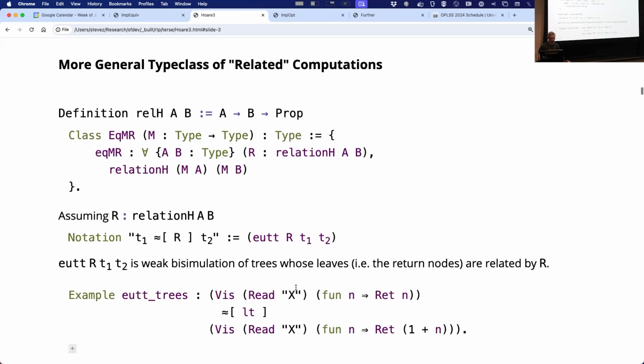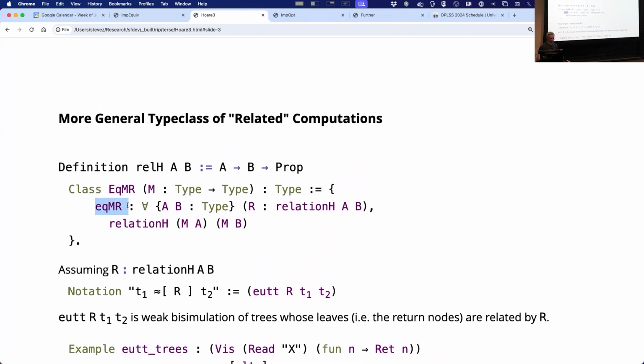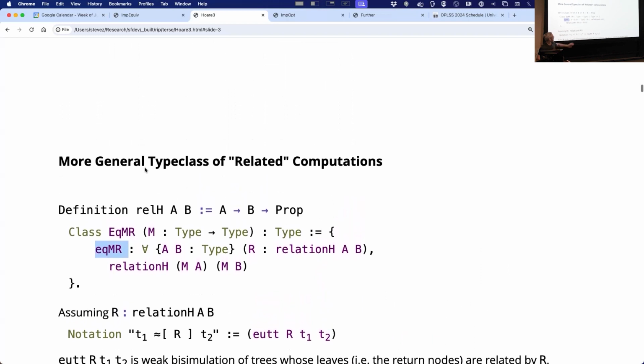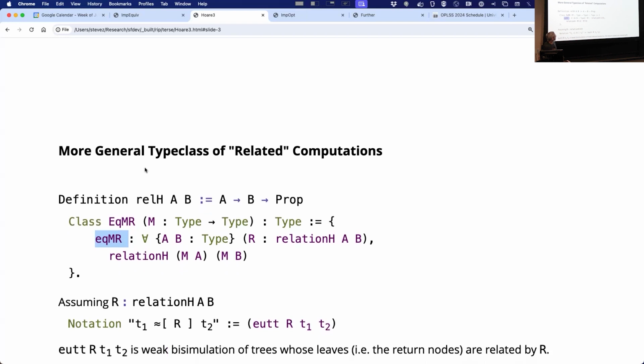Okay, so we'll call this EQMR. It's a type class that looks like this. It's really just a little bit of notation and some more type classes, but we'll call these heterogeneous relations, just to give us an abstraction. But it's basically arbitrary binary predicates on two different types. So it's just a relation on A and B. And then we'll say that EQMR, basically what is that? Well, it's parameterized by one of these heterogeneous relations on the return types, and it lifts it to a relation on the monadic computation type.